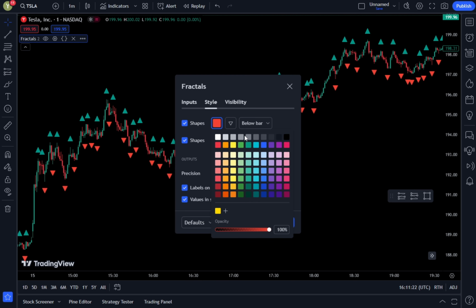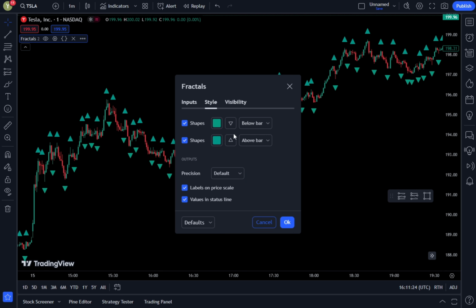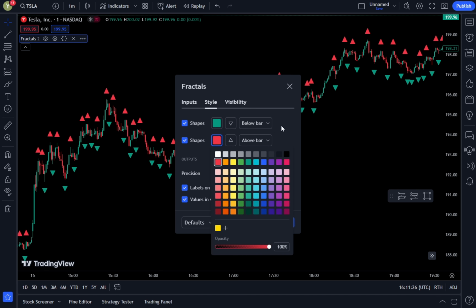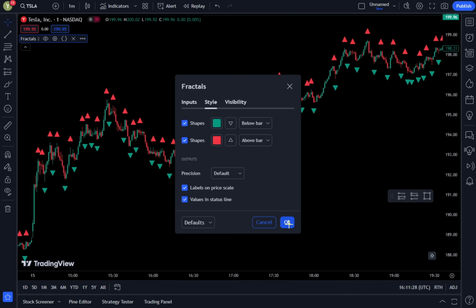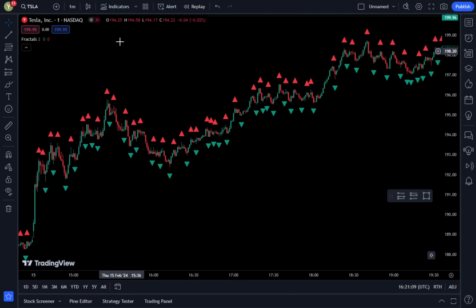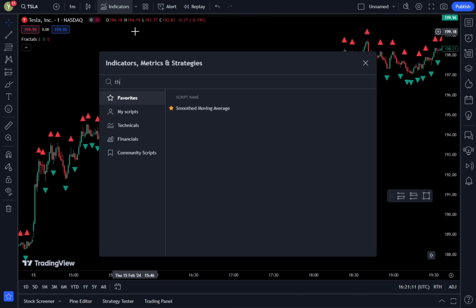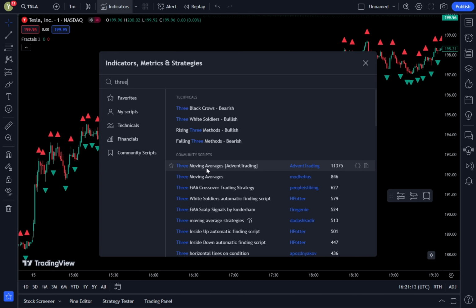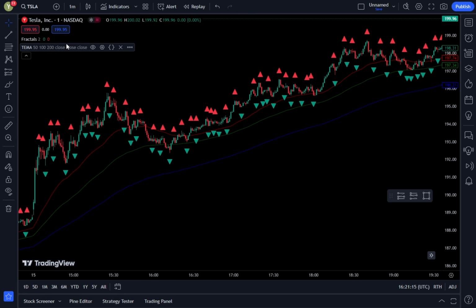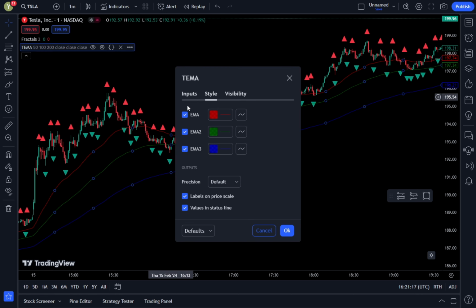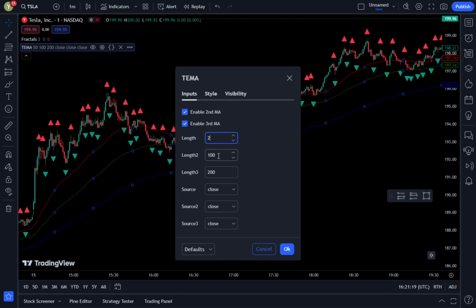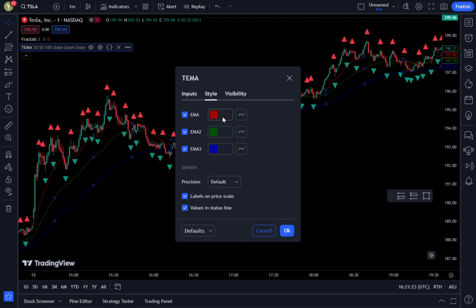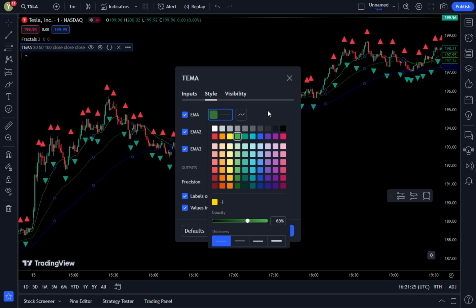As for the colors, it usually shows red then green, but I switched them to green then red to make it easier to understand when looking at the chart. Next, let's put in some moving averages. Go back to the Indicators tab and look for 3 moving averages. Once you've added that, we'll tweak the settings a bit. Change the first one to 20, the second to 50, and the third to 100. To keep things easy, I'll color the lines green, yellow, and red in that order.